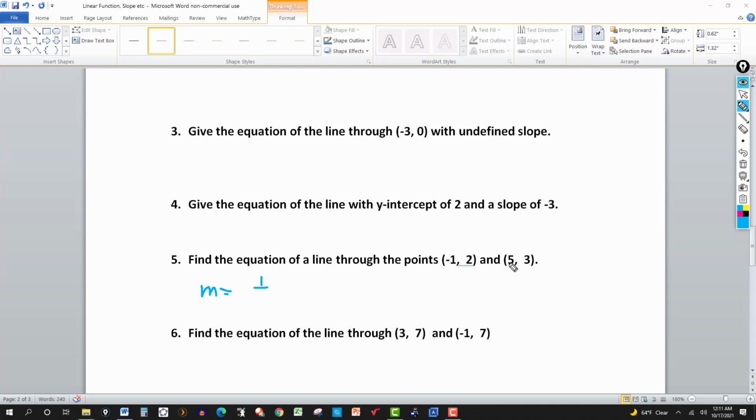So now 5 minus a -1. So now subtract the x's. 5 minus a -1. Because you're subtracting, the double negative makes that -1 a plus. So this becomes a 6.